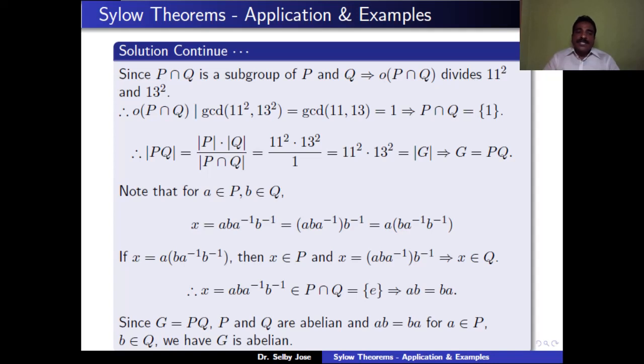So since G is equal to PQ, and the elements of G are the products of elements of P and Q, and P and Q are abelian, that means if a is in P and b is in Q, ab is equal to ba. Therefore, every element of G must commute. Therefore, G is abelian.